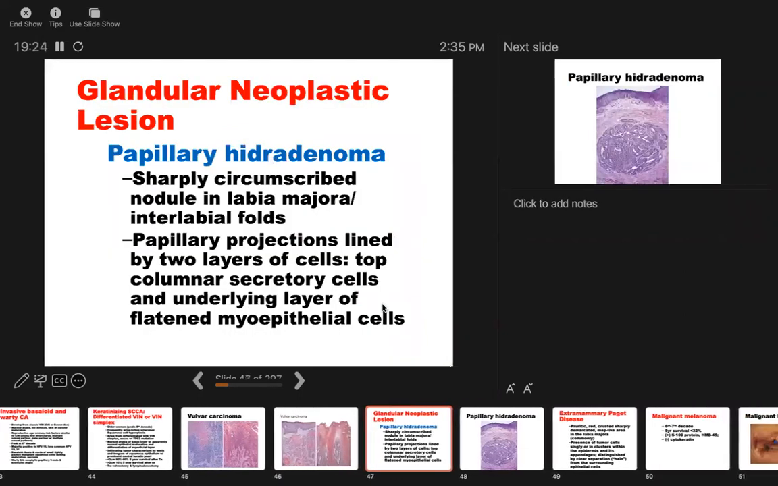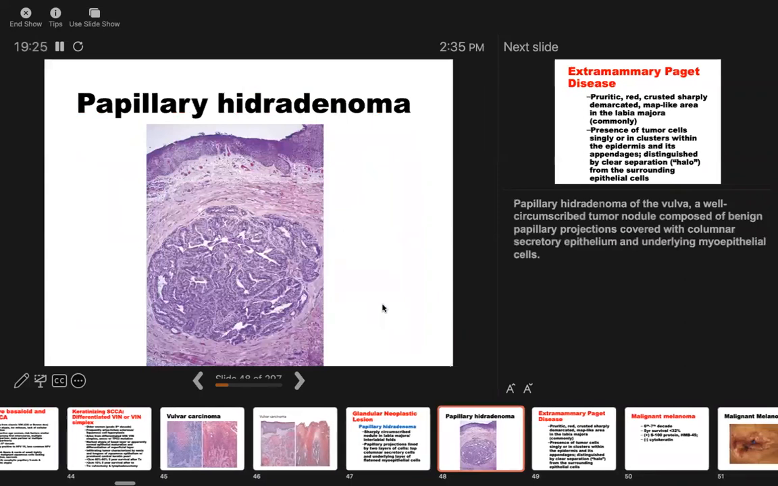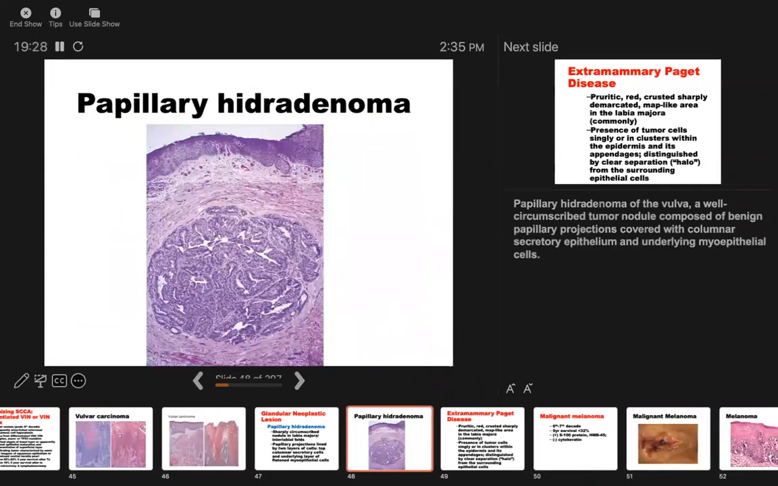Now, when we go to glandular neoplastic lesions, first on the list is papillary hidradenoma. Papillary hidradenoma usually appears as a nodule, commonly seen in the labia majora or in the interlabial folds. The term speaks for itself. You are to see papillary fronds, papillary projections, which are lined by two cell layers, an upper layer of columnar cells and a basal layer of myoepithelial cells.